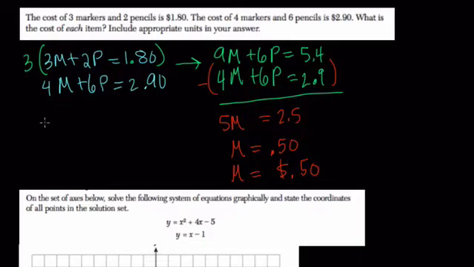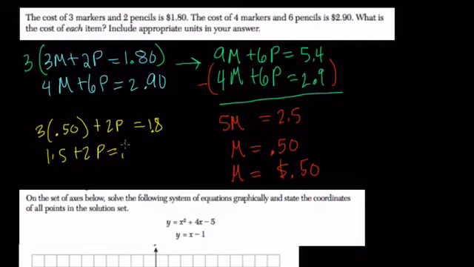The pencils we can figure out by plugging in. 3 times markers, 0.5, plus 2 pencils equals $1.80. So that's 1.5 plus 2p equals 1.8. So 1.8 minus 1.5 is 0.3, and 2 pencils then equals 30 cents, and each pencil then equals 15 cents.